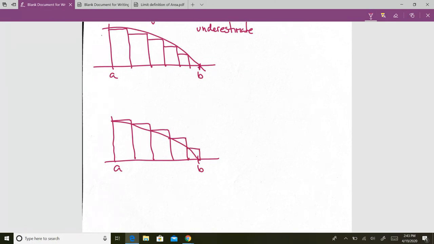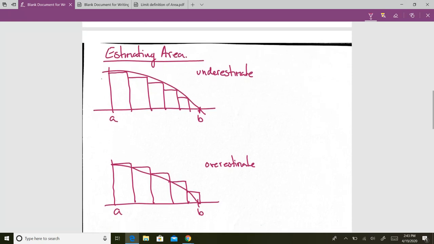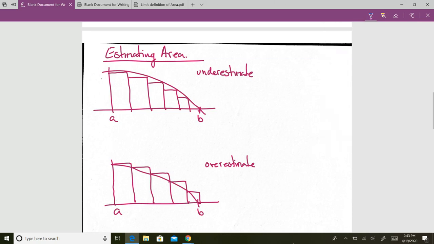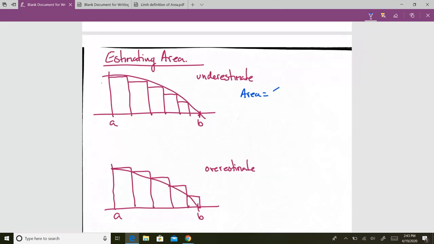Okay, you can see we have an overestimate because we're including all this stuff out here, and this would be an underestimate. So this is an overestimation. All right, so how do you do that? Well, the area under this curve, blue, is going to be the sum of the rectangles, of the area of the rectangles.